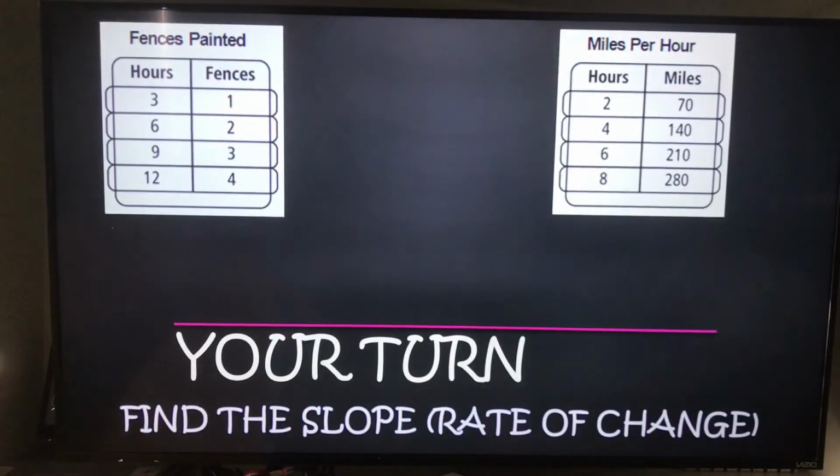Well, that leaves it with your turn. So pause the video now and try to find the slope of these tables. Okay, let's see how you did.